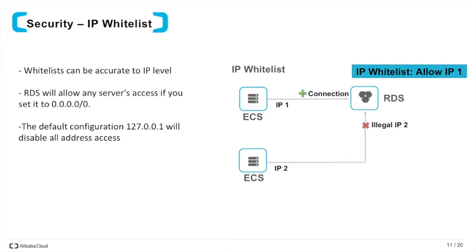Alternatively, RDS will allow any server's access if you set it to 0.0.0.0/0. The default configuration 127.0.0.1 will disable all address access altogether.